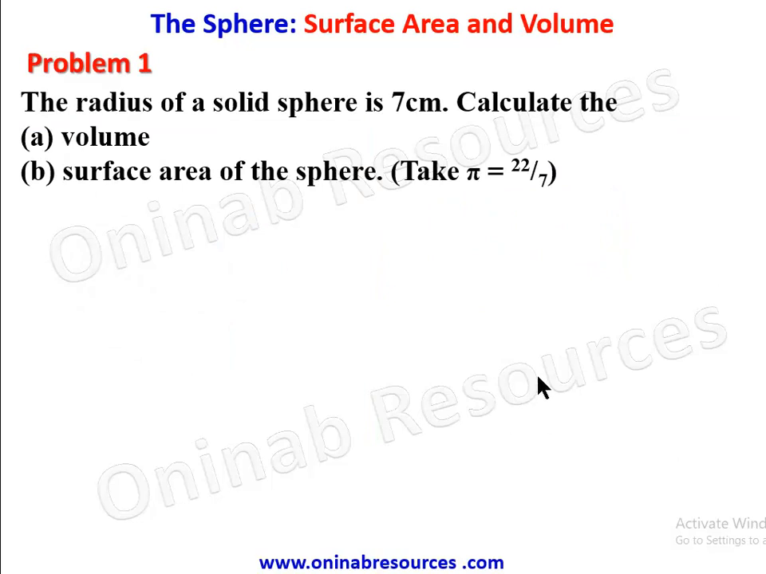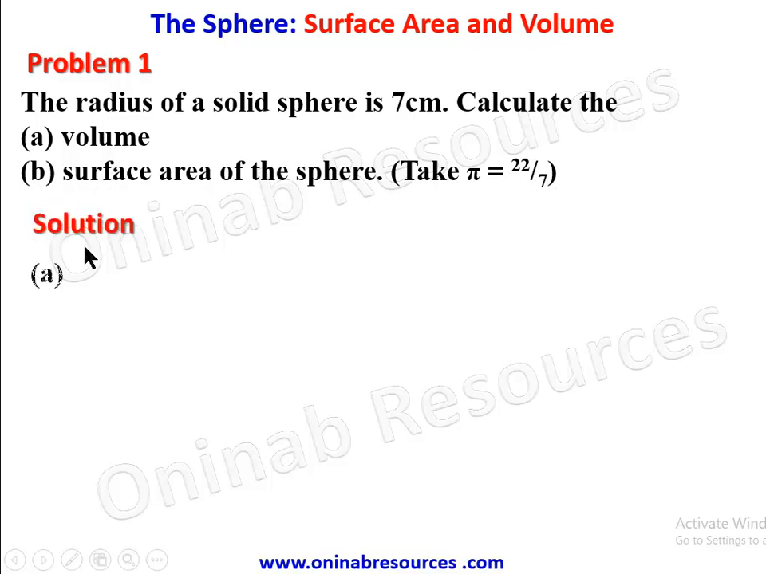Problem 1. The radius of a solid sphere is 7 centimeters. Calculate A, the volume, and B, the surface area of the sphere. Take pi equal to 22 over 7.